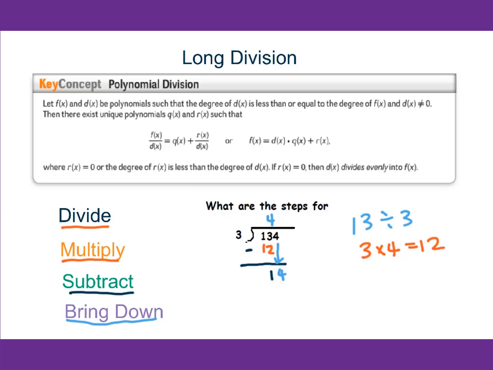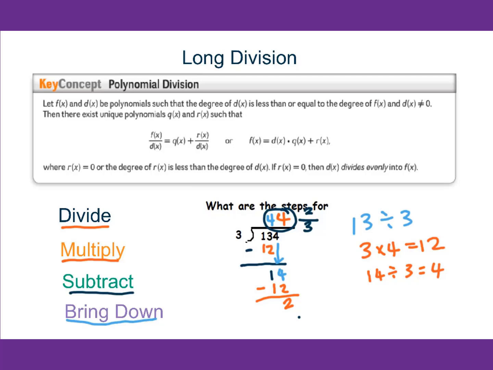Then we keep the same procedure. 14 divided by 3, we got 4 again. So put the 4. Then multiply. Then subtract. We got the 2. 2 we call remainder. And 44, that's a quotient. We can write down 44 plus 2 over 3.